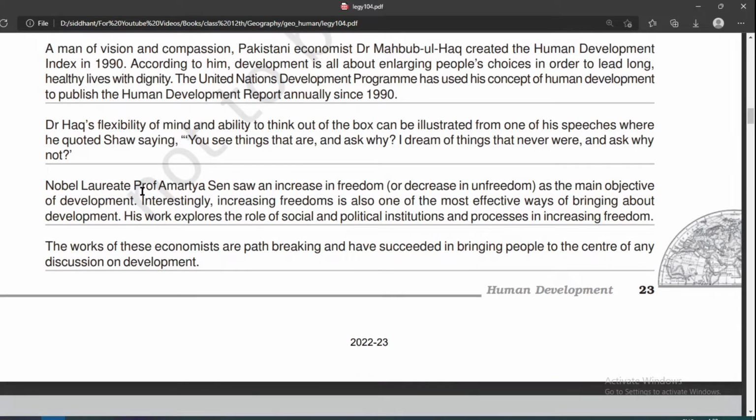Nobel laureate Professor Amartya Sen saw increasing freedom or decreasing unfreedom as the main objective of development. Interestingly, increasing freedom is also one of the most effective ways of bringing about development. His work explored the role of social and political institutions and processes in increasing freedom. The work of these economists is path-breaking and has succeeded in bringing people to the center of any discussion on development.